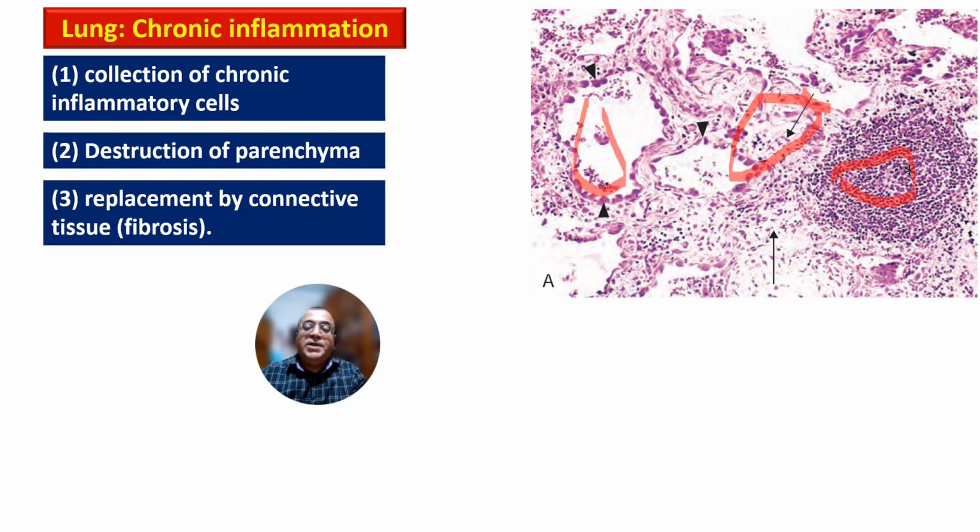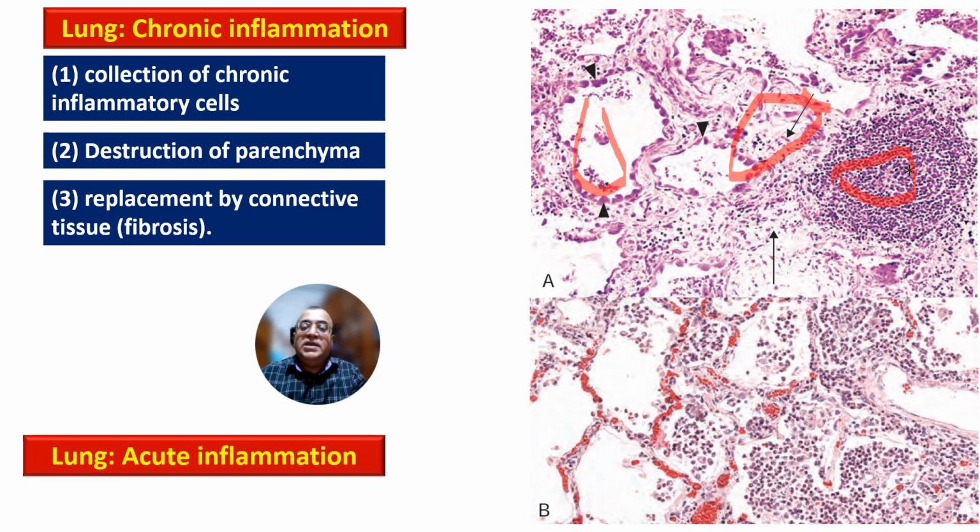Now compare this picture with this one. This is showing what? This is showing acute inflammation. In this one, there is infiltration by neutrophils, not mononuclear cells. There are these neutrophils that are filling the alveoli, and also you can see that there is engorgement of the blood vessel. That are the characteristic of the acute inflammation.